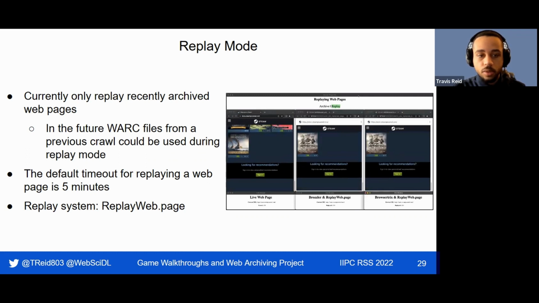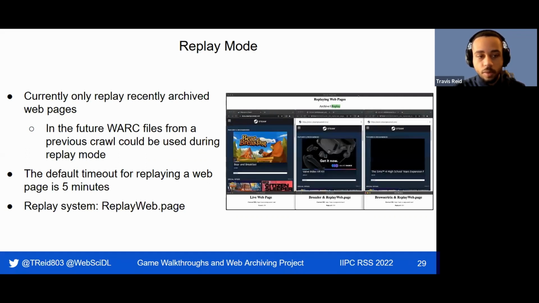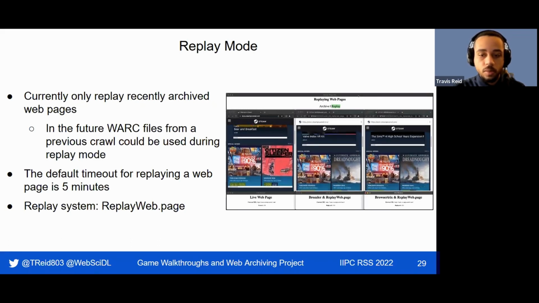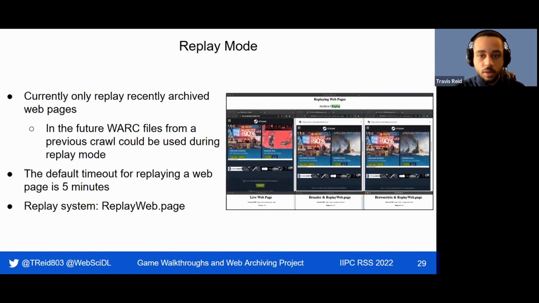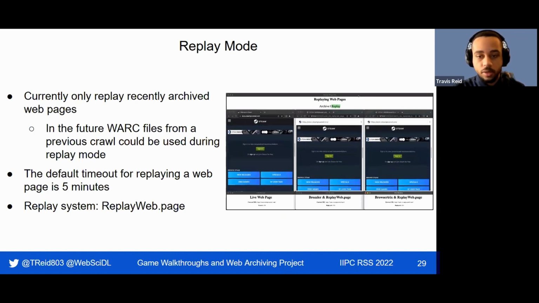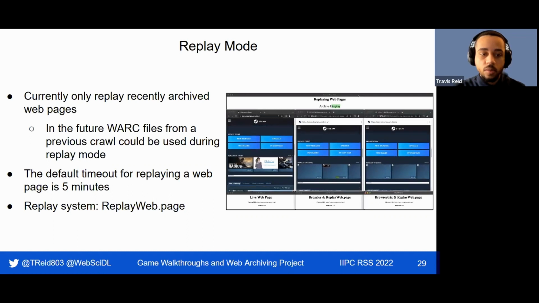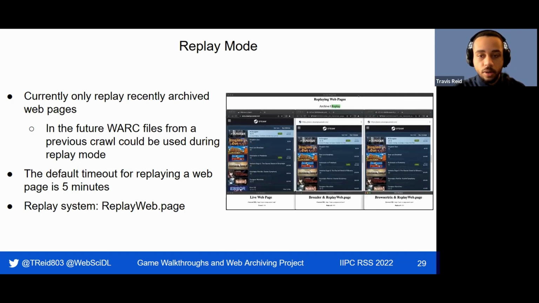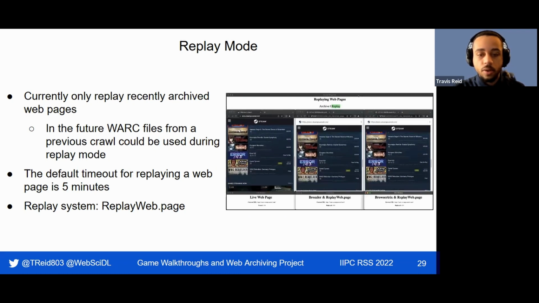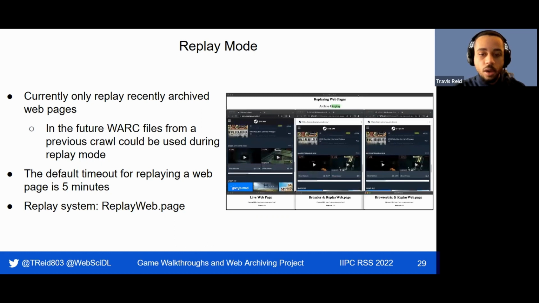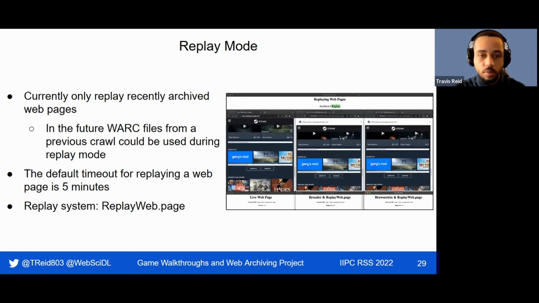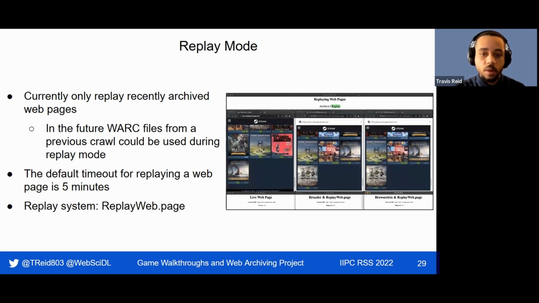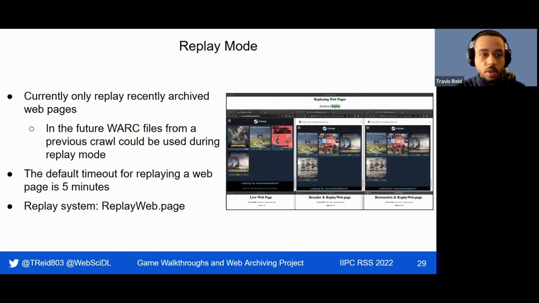And once we allow WARC files from previous crawls, it requires some changes, because currently we use the live web page to compare the archived web pages against. But when we allow a WARC file from a previous crawl, we will have to compare it to something else. So in this case, we would basically use an archived web page from a web archive that was archived during the same time.